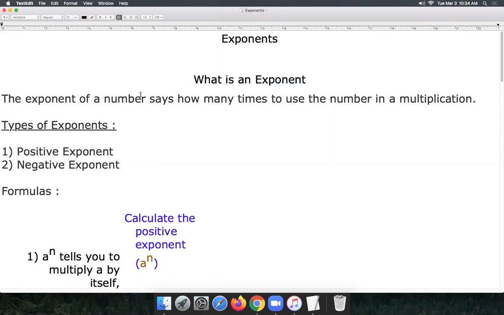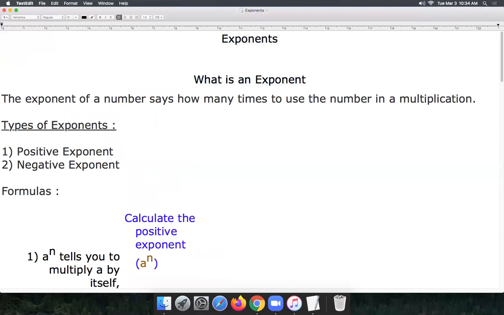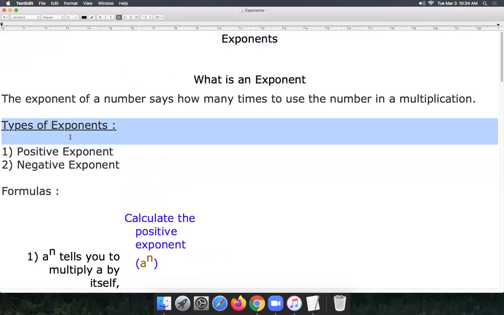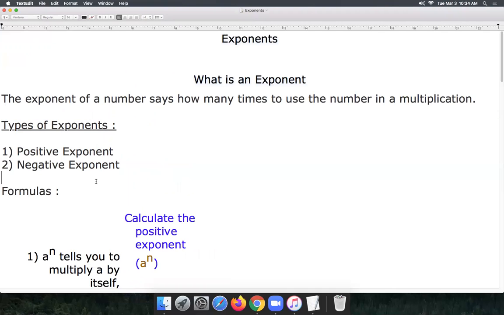I'm going to multiply the same number n times, whatever number is in the power. So you understood what an exponent is? The exponent of a number says how many times to use the number in a multiplication. Now let's go over the types of exponent. We have 2 types of exponent, the positive exponent and the negative exponent.